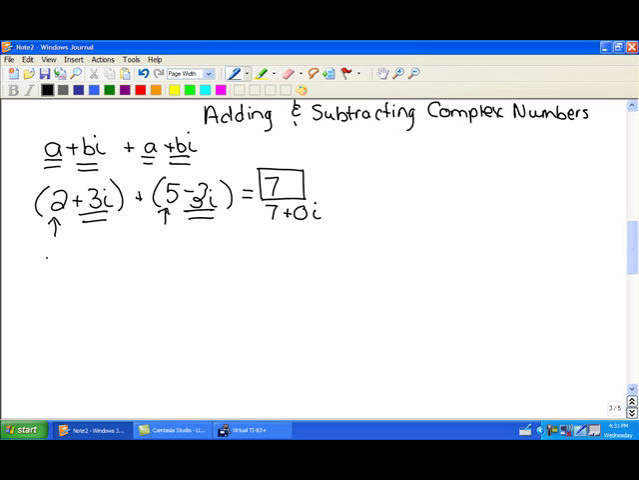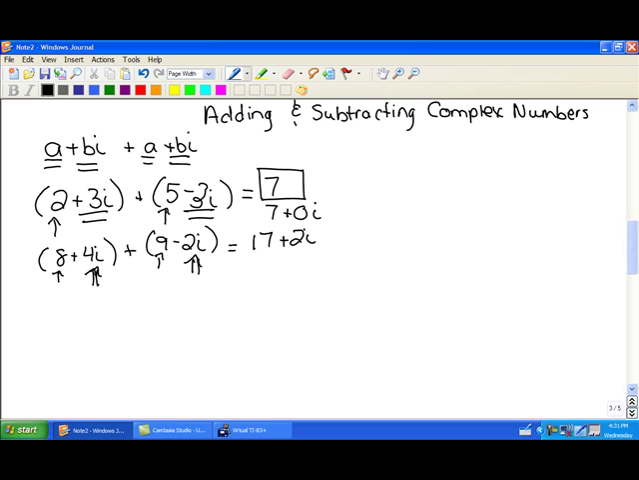Let's look at another one. Let's look at 8 plus 4i plus 9 minus 2i. Combine the real parts, the 8 and the 9. That's going to give us 17. Combine the imaginary parts of 4i and a negative 2i, which will leave us with a positive 2i.